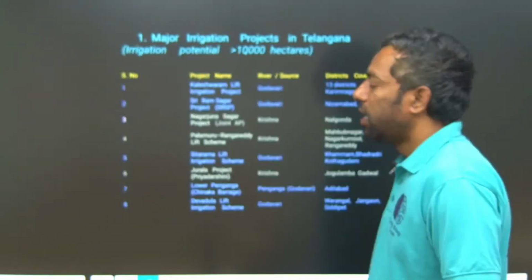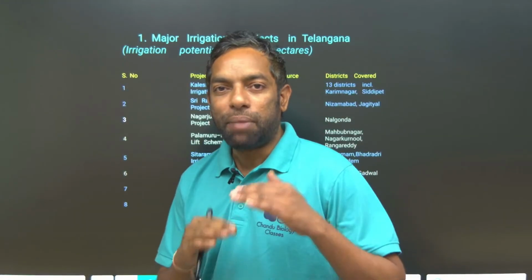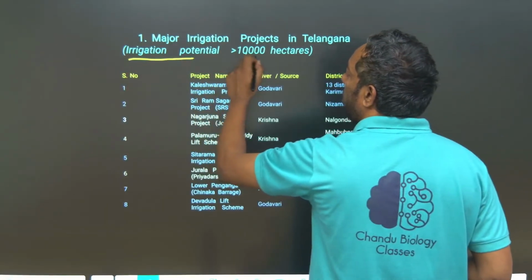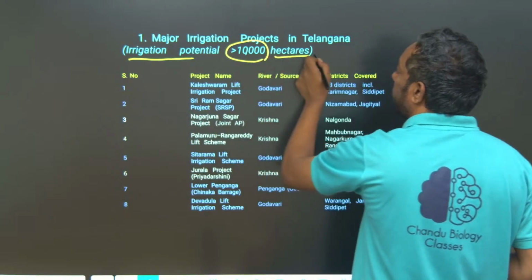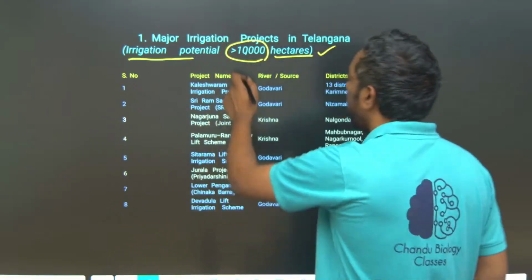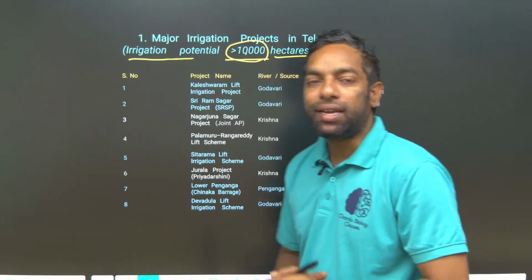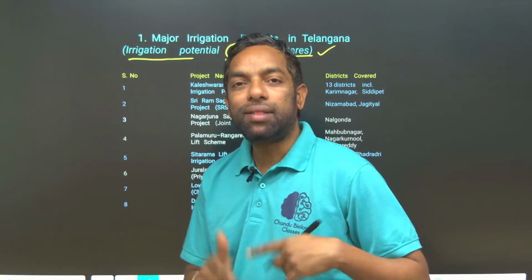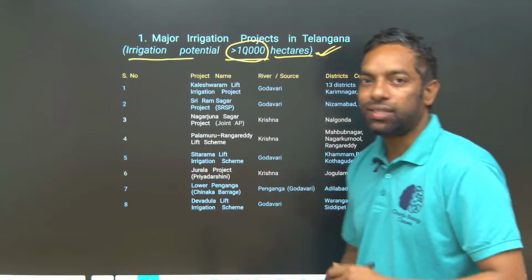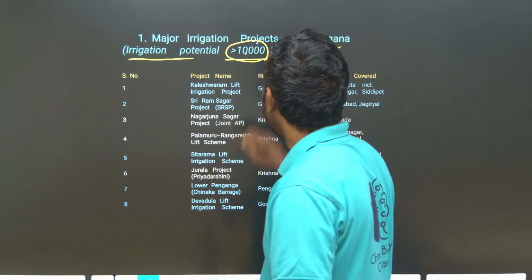There are different kinds of projects: major projects, medium projects and minor projects. What are the major projects? Projects with an irrigation potential of above 10,000 hectares, that is, projects that give water to more than 10,000 hectares, are called major irrigation projects.